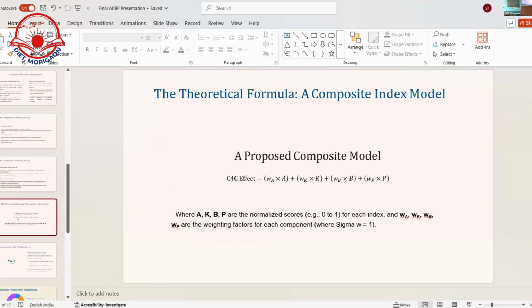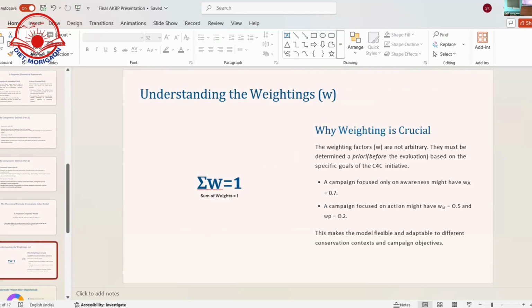So now we can get the entire formula: C4C effect is WA into A, WK into K, WB into B, WP into P. Here A, K, B, P are normalized scores, so in between 0 and 1. The index is indicated like WA, WK, WB, and WP. The weight is given in that way. So the weight is in between 0 to 1. Then the entire sum is 1.